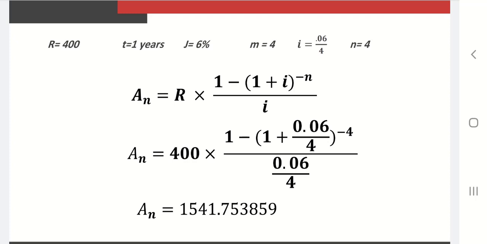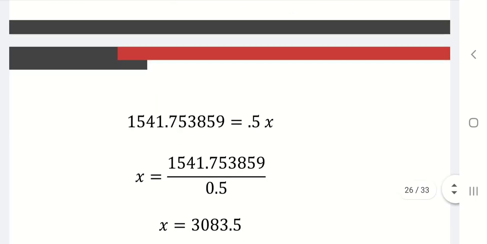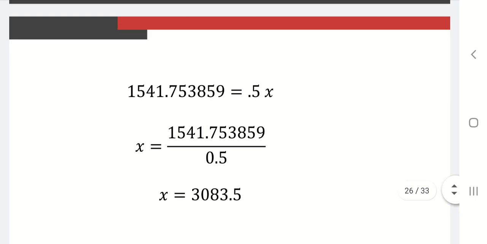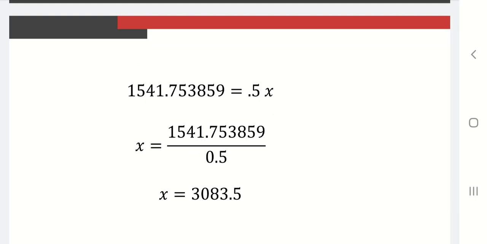In a formula, A sub N equals R times 1 minus 1 plus I to the power negative N, over I. We will get A sub N equal to 1,541. This present value equals 50% of X. So to get the cash price, we divide the present value, 1,541, over a half. X will be equal to 3,083.5.